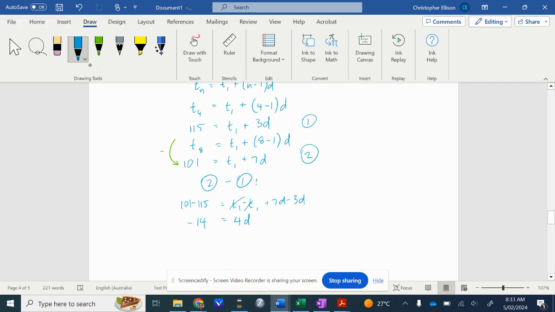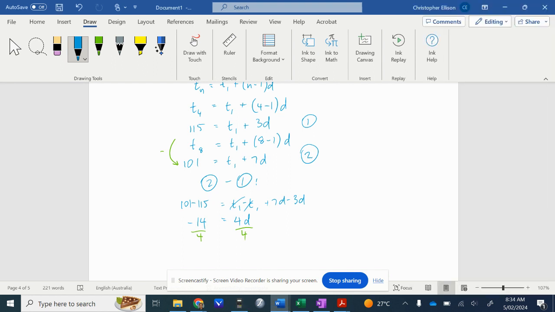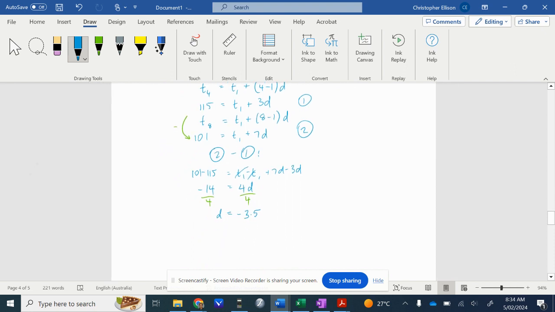Then we've got to divide both sides by 4. You've got to undo the 4. So now we've got negative 14 divided by 4 is negative 3.5. So that cancels the 4s. Now, it makes sense for us to have a negative D this time because if you have a look, we're going down as we head along. The number's getting lower as you go along. So the common difference is a negative number this time.